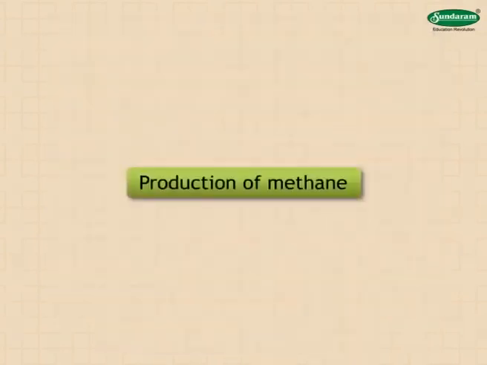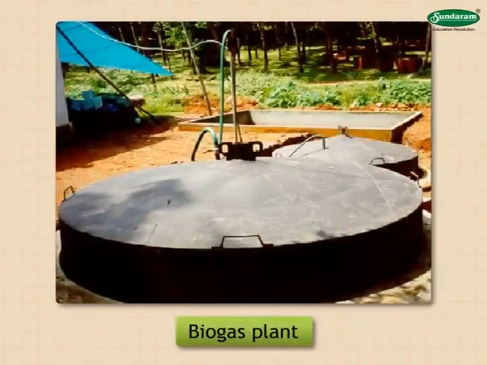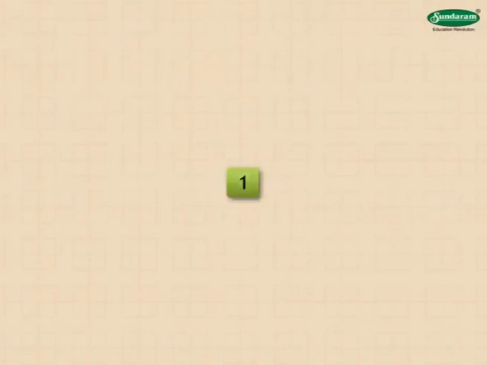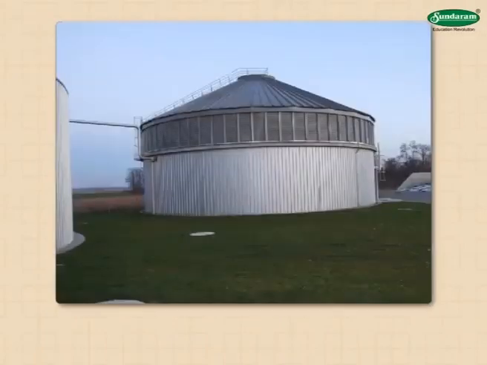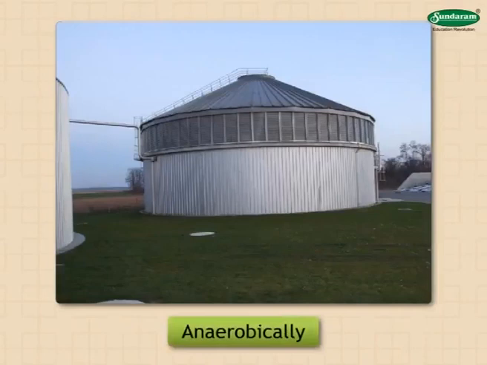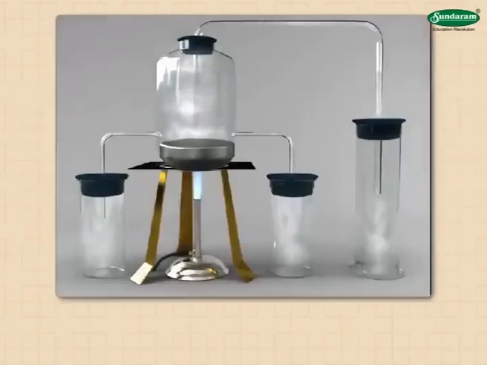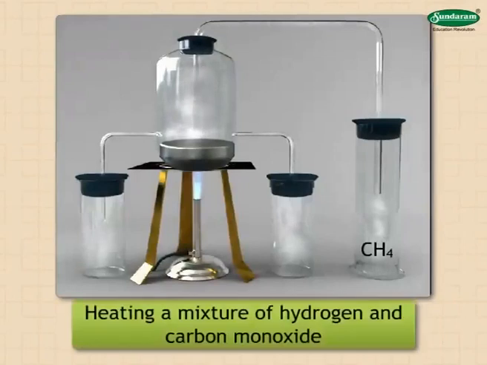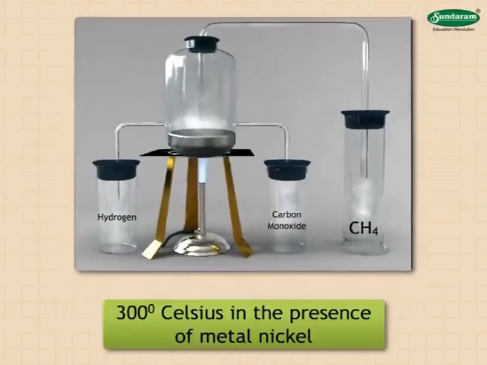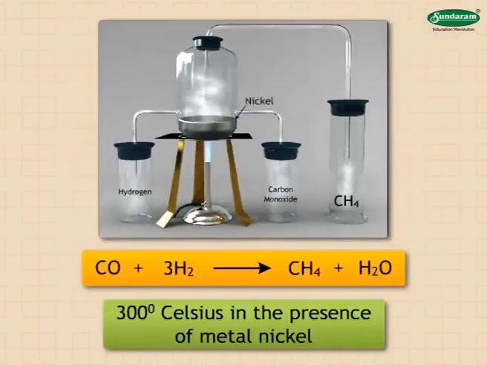Next, we shall see the production of methane. You might have seen a biogas plant. Which gas is formed in it? We obtain methane in a biogas plant. 1. In a biogas plant, methane is produced anaerobically, that is, in the absence of air, from plant and animal waste. 2. In a laboratory, methane is produced by heating a mixture of hydrogen and carbon monoxide to 300 degrees Celsius in the presence of metal nickel.